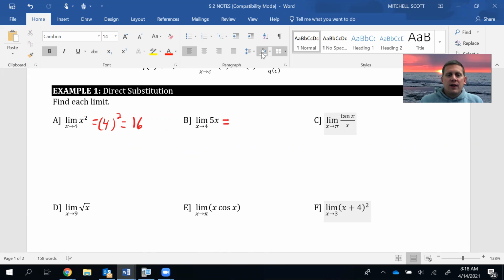So again, here's the limit of 5x as x approaches 4, plug in 4. So it's 20. All right. Then we have this one. So we'll plug in pi.